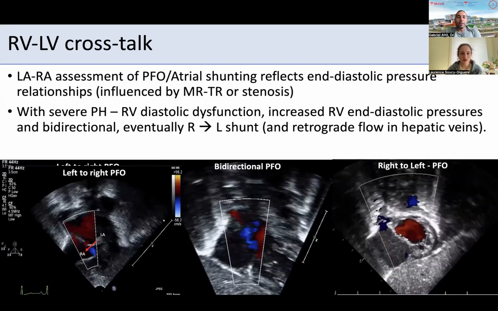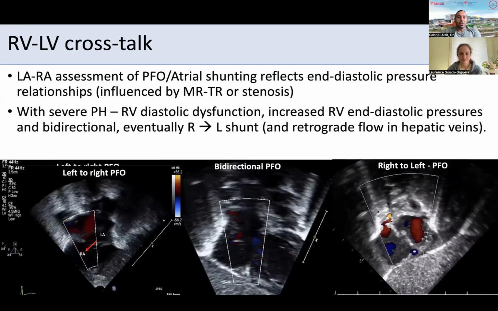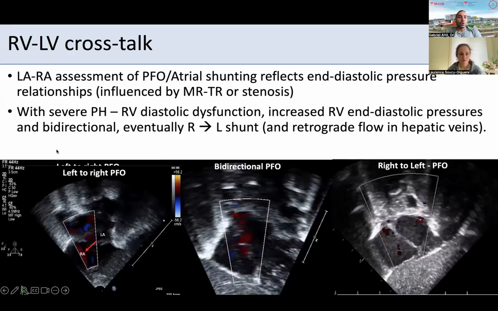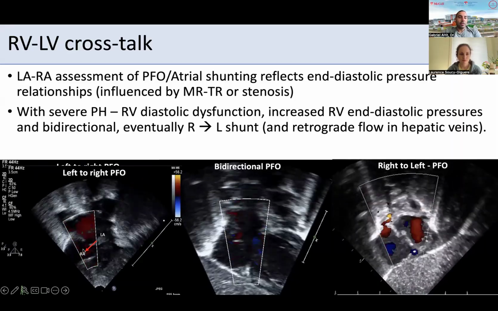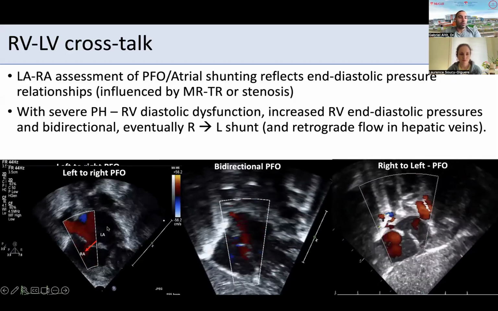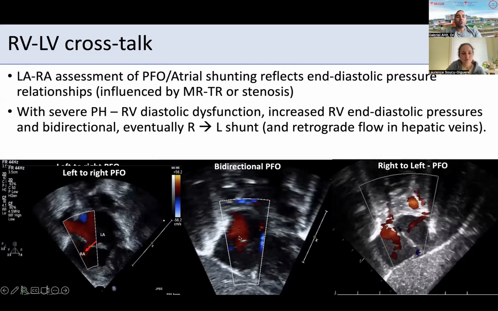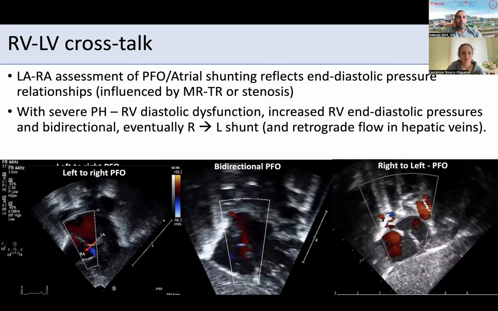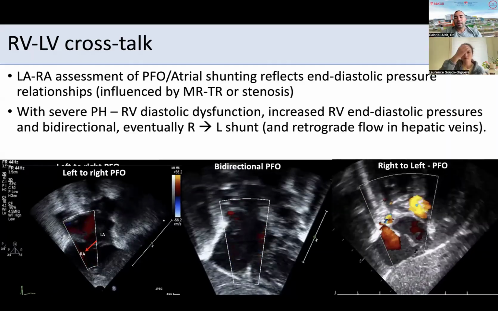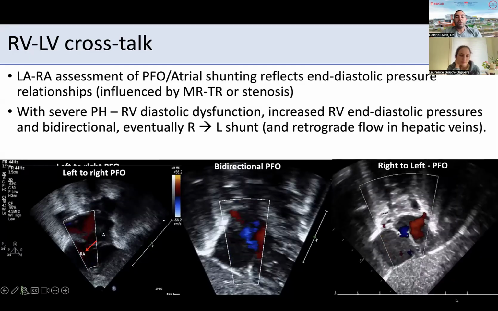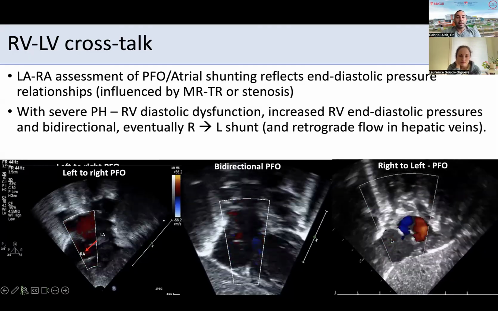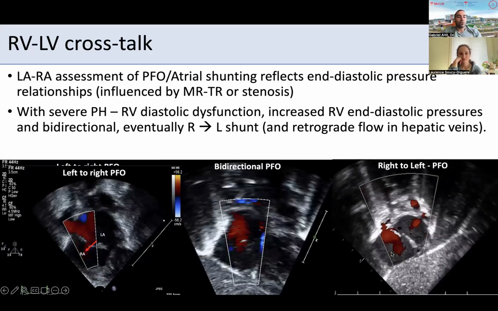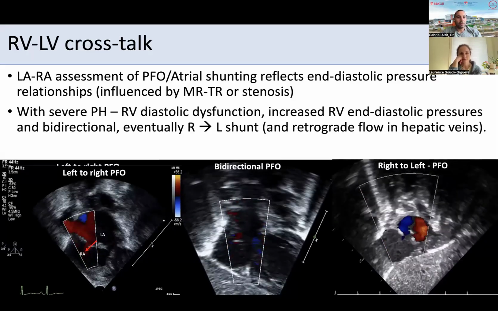Okay, so the interatrial shunt provides you great information. It provides you information about the compliance of the underlying ventricles. So if it's completely left to right, it tells you the LA pressure in general is higher than the RA pressure. If it's bidirectional, it's kind of equivalent RA and LA pressure. And if it's completely right to left, it's because the right atrium has a bit of a higher pressure than the left atrium. And typically this reflects what is downstream, the compliance of the ventricle.